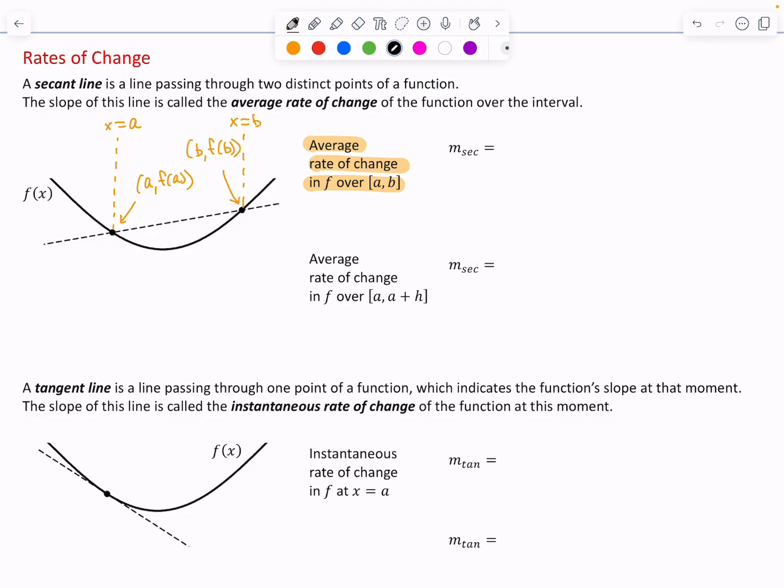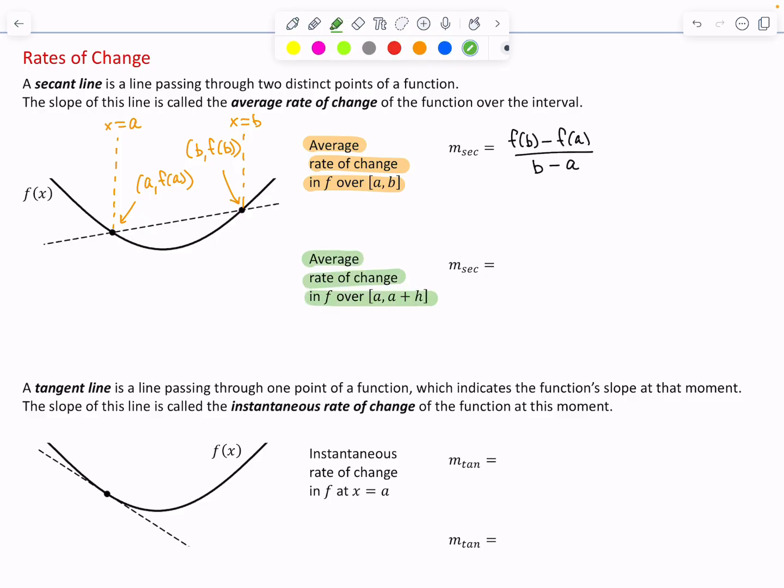So the slope of the secant line would simply be our change in y coordinates divided by our change in x coordinates, or change in outputs over change in inputs. M is slope, and we have sub SEC to stand for the secant line. And we get that this slope would be the second output, which is f of b, minus the first output, which is f of a, all over the second input minus the first input. And here's a general formula you can use if ever I tell you specifically what the function is and what a and b are.